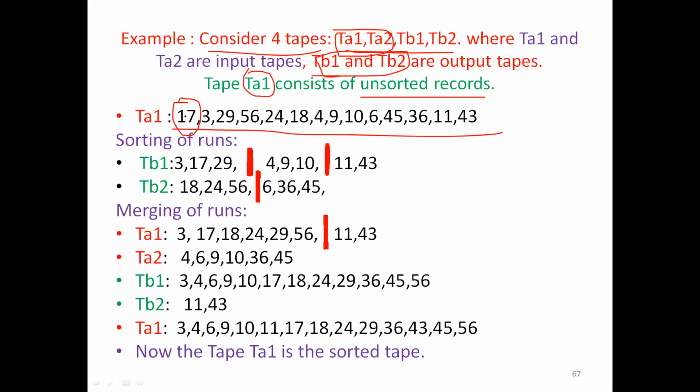So how many records are you having? 1, 2, 3, 4, 5, 6, 7, 8, 9, 10, 11, 12, 13, 14. So I am having 14 records. This is residing right now in the tape A1, that is the input tape, the first tape.